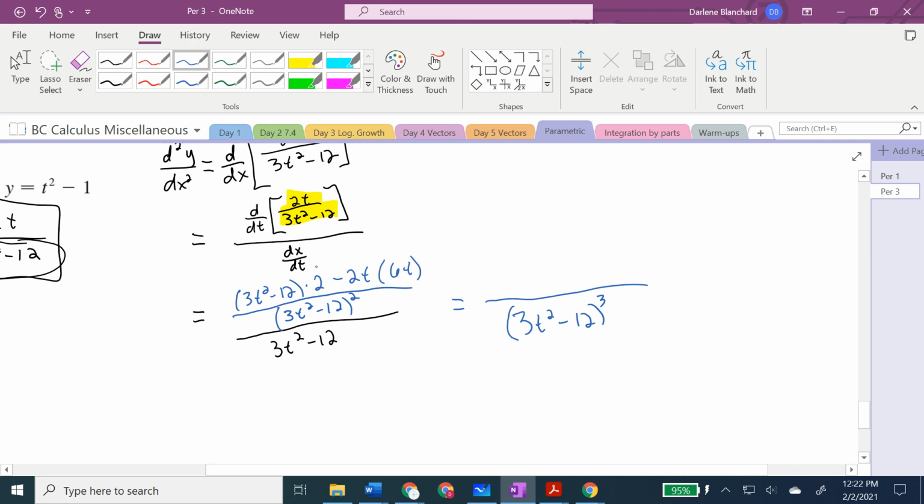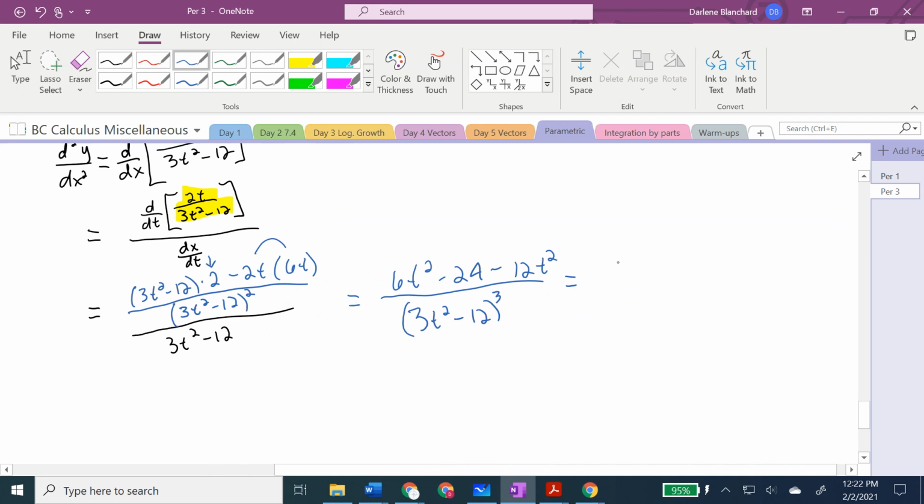And so I'm going to distribute my 2 to give me 6t squared minus 24, and then multiply to get negative 12t squared. Ooh, we're almost all algebra simplified. Now, I will tell you I left out the next step because it's something you have done already. But the next step would be to determine what are the t intervals where you are concave up and concave down.